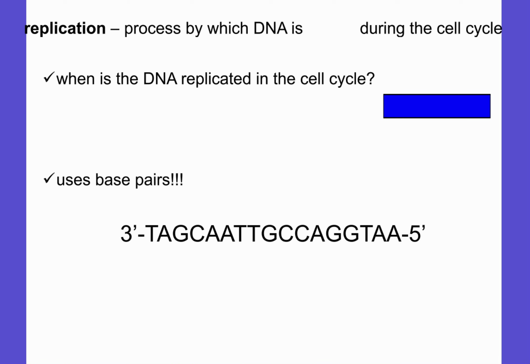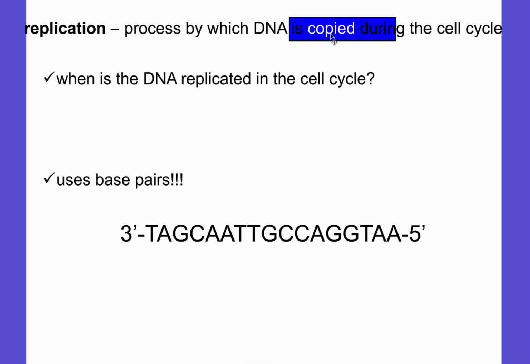So you should already have this blank filled in. We answered this question in class, so I can walk through it real quick, right? Replication is when DNA is copied. DNA is copied during that synthesis part of the cell cycle. Remember, there's G1, synthesis, S, mitosis. Mitosis is broken down into prophase, metaphase, anaphase, telophase, and cytokinesis.